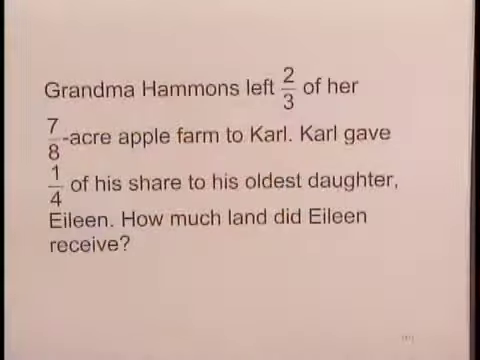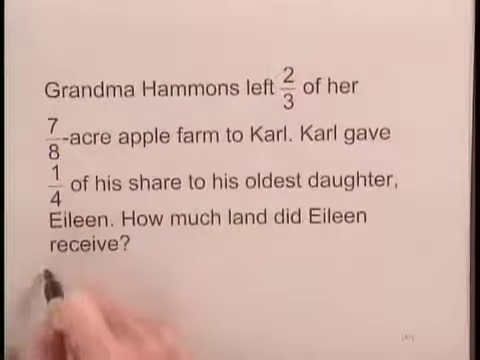We're going to do an applied problem. Grandma Hammonds left 2/3 of her 7/8 acre apple farm to Carl. Carl gave 1/4 of his share to his oldest daughter, Eileen. How much land did Eileen receive?